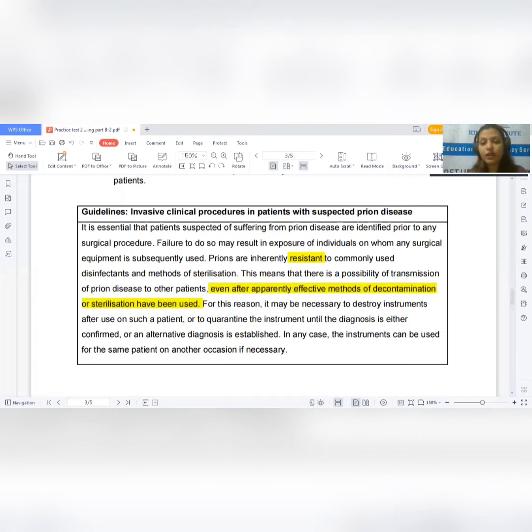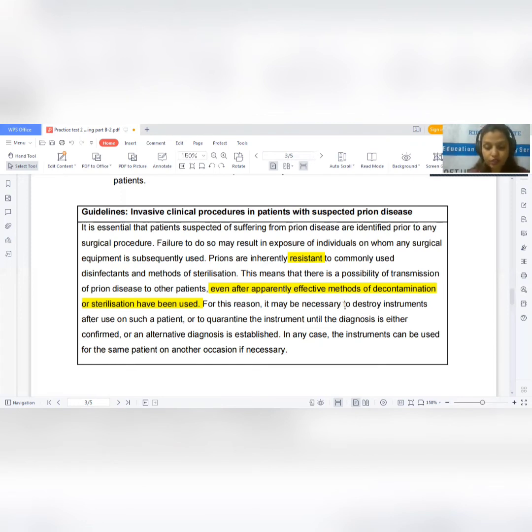Right, so this is my other sentence. "For this reason," now my answer is connected. "For this reason" is my keyword, the alert that my answer may arrive. For this reason, it may be necessary to destroy instruments. So this might be my possible answer.